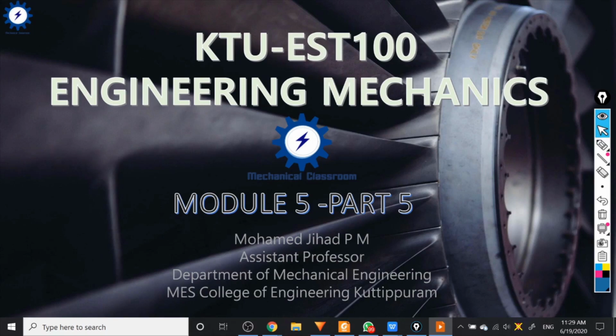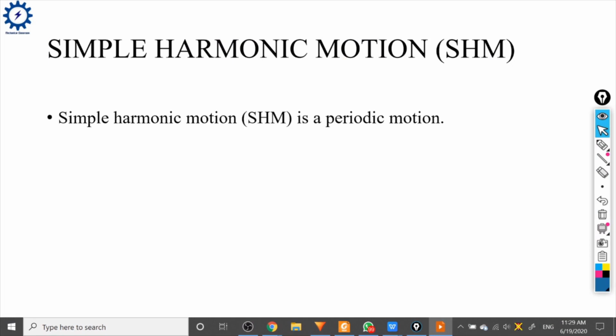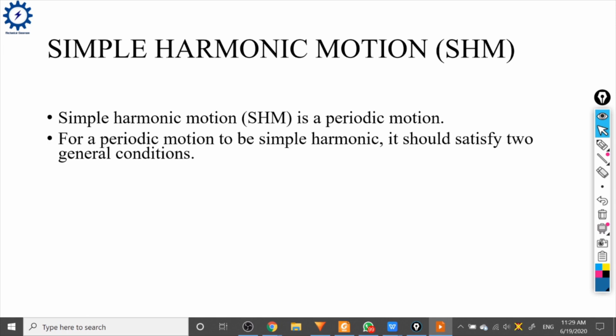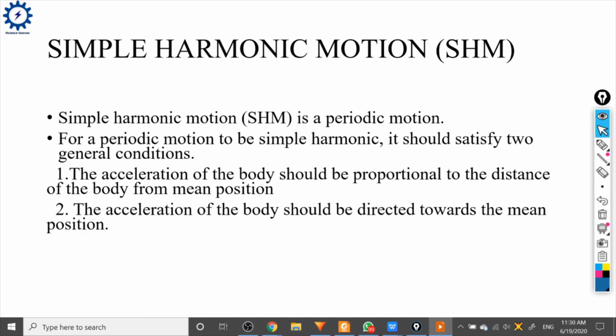Our today's topic is simple harmonic motion. Let's see what is simple harmonic motion. Simple harmonic motion is a periodic motion. For a periodic motion to be simple harmonic, it should satisfy two general conditions. The acceleration of a body should be proportional to the distance of the body from mean position, and the second criterion is the acceleration of the body should be directed towards the mean position.